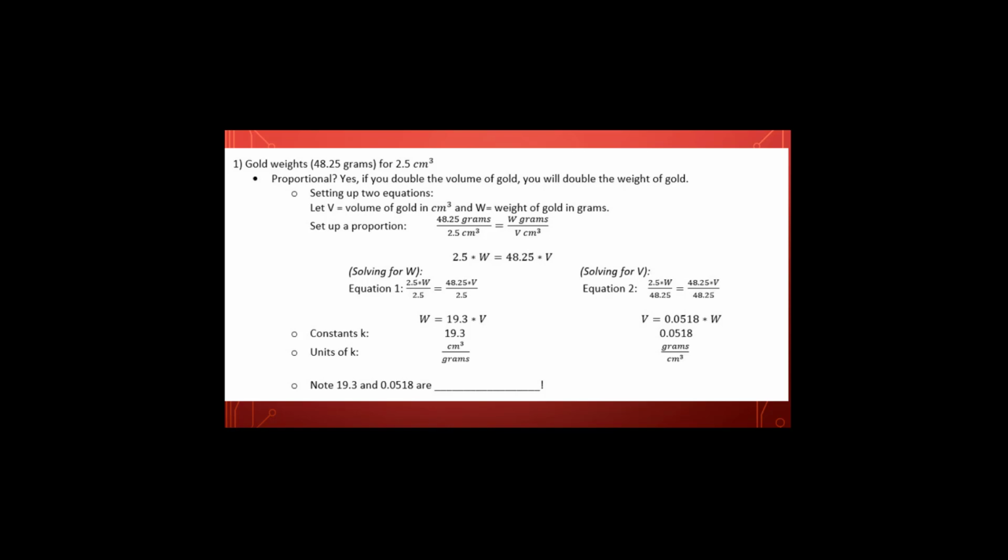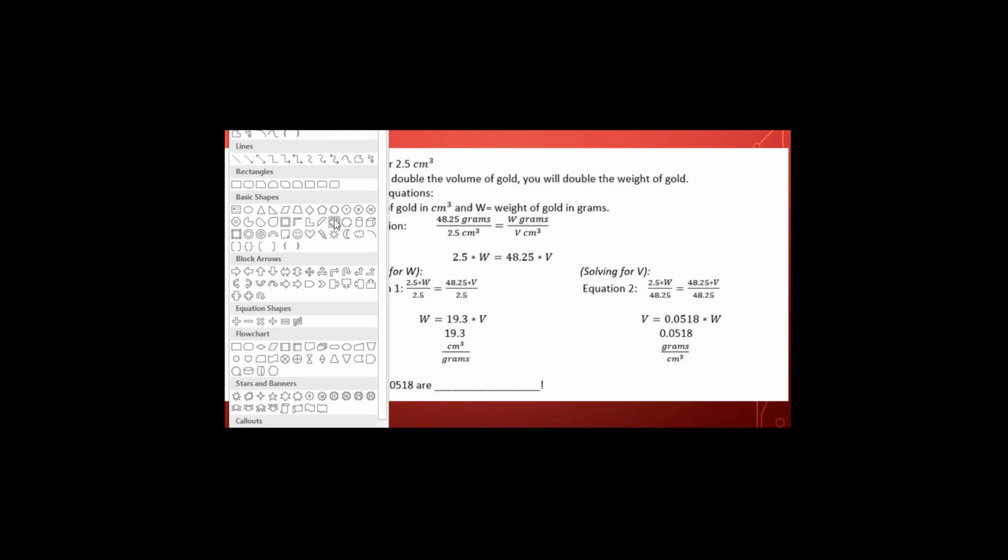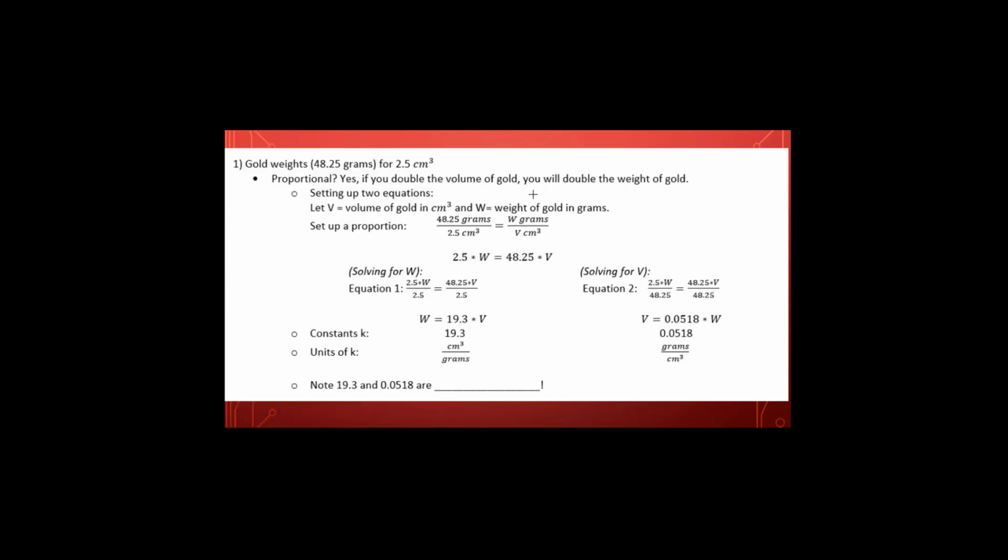I'm just going to put a picture up here of what a cubic centimeter looks like. It's like a box that's 2.5 centimeters in length, width, and height. So if you fill that up with gold, it's going to weigh 48.25 grams. And that's a cubic centimeter, 2.5.